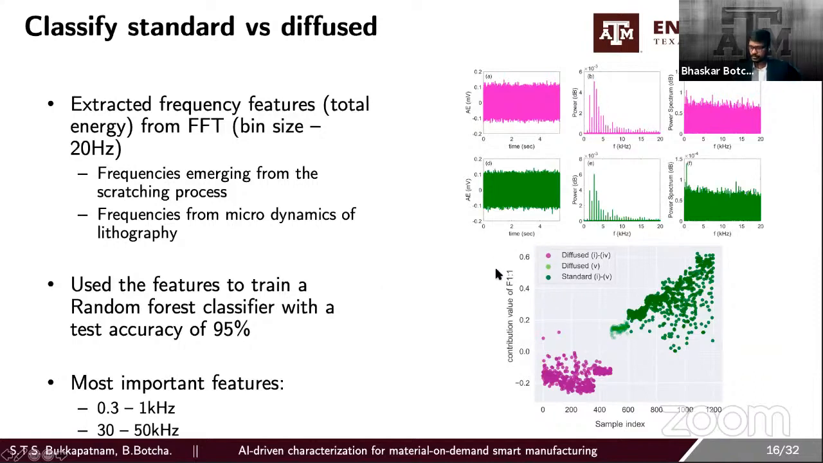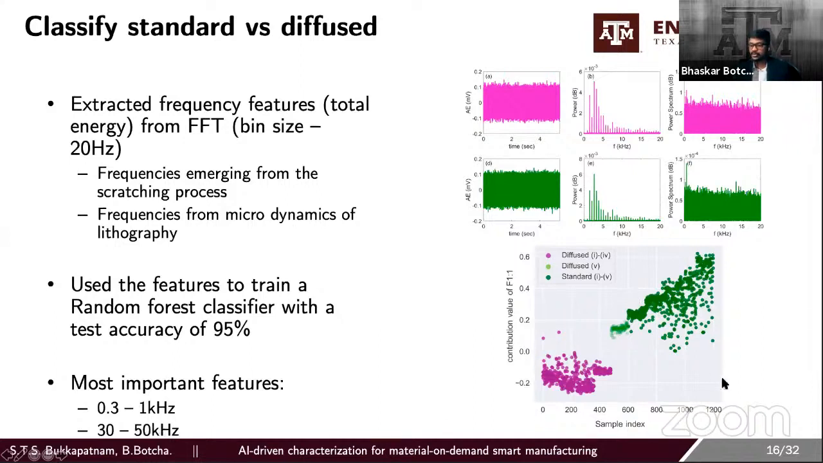And if we extract the important features, a random forest classifier has this really interesting way of defining what features have contributed best to classify these two microstructures apart, or these two classes apart the best. So when we looked at the most important features which are actually helping us to identify these two microstructures, the first one is the 0.3 to 1 kilohertz, and the next one is 30 to 50 kilohertz.